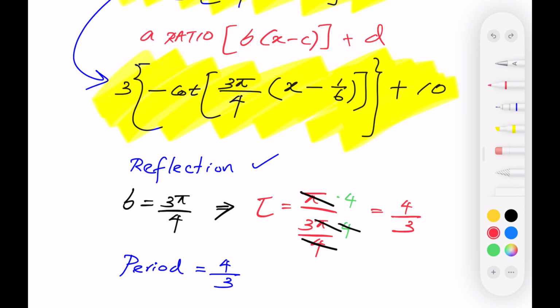Is there a vertical shift? The vertical shift is given by the value of d. d is equal to 10 in this problem. That means the given function has been shifted 10 units up along the y-axis. So that's how we determine those characteristics. We will do one more simple example.